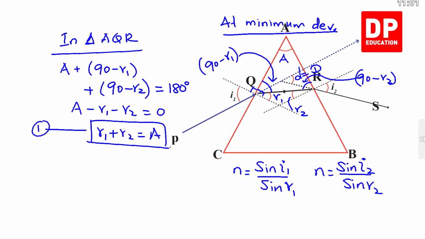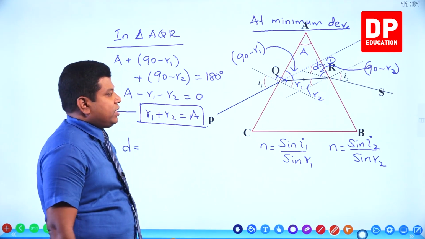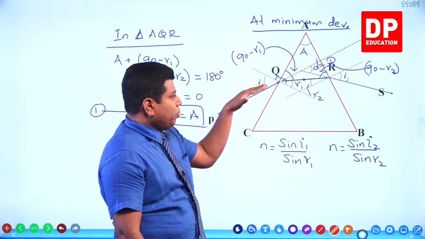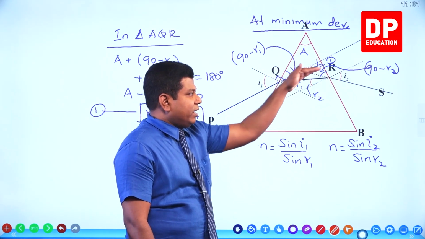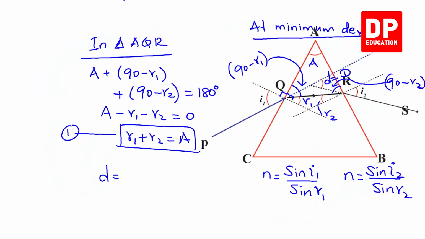Equation number 1. Right. Then, let's write a formula for deviation. Let me say deviation D equals, let me write that for a general situation, not for a special case, not for the minimum deviation. In any situation, there is deviation happening at two points. At this point, when it refracts, there is a deviation. At the second point, when it refracts, there is another deviation. Let me mark that with a different color. Let's use black color for that.